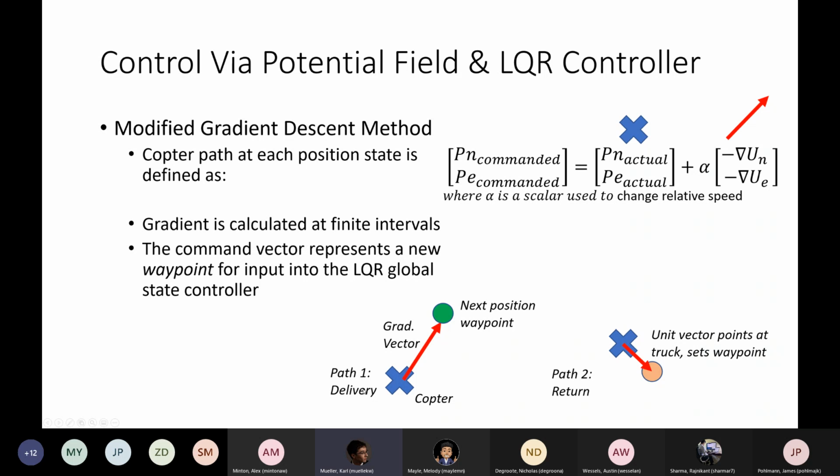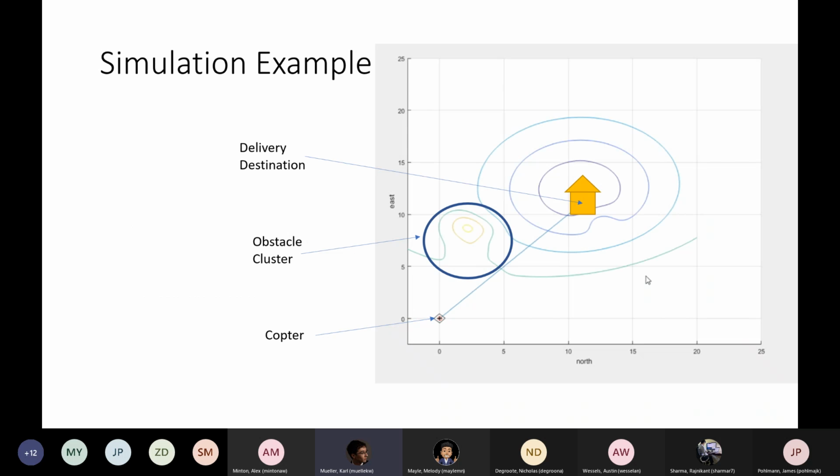And this happens, one, on the approach path. So as the copter moves to the house to deliver, it acts like this. And then on the return path, instead of using the gradient, we use the heading, which is just the difference vector in between the position of the quadcopter and the truck. The states of both are known, and we just essentially add some multiple of that new heading vector to the current states to set a new waypoint. And these are very iterative. They happen in very small increments at each position step.